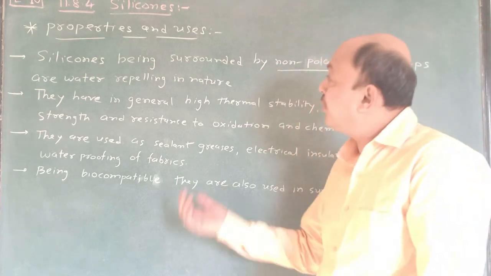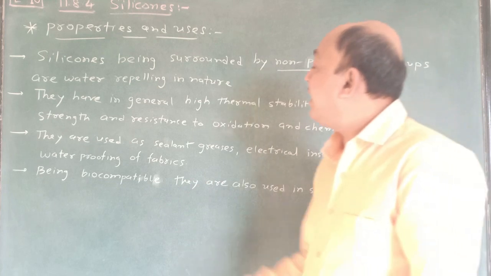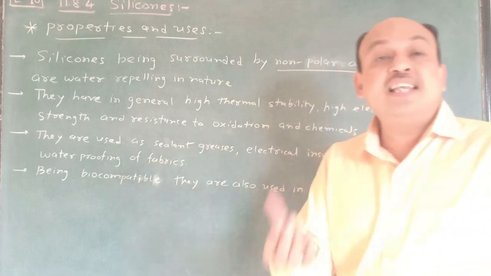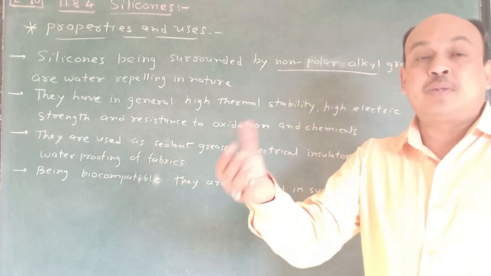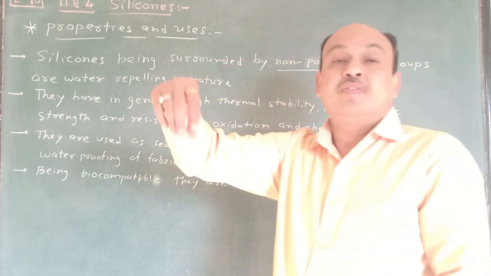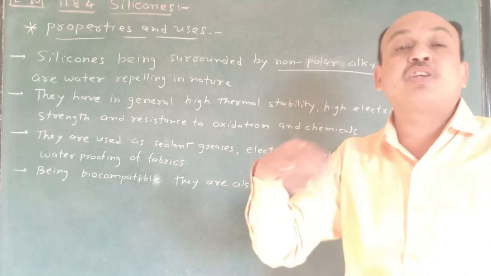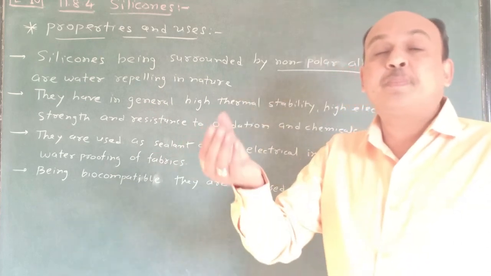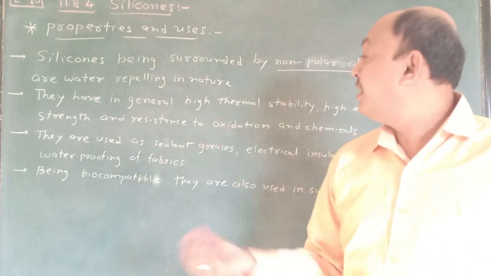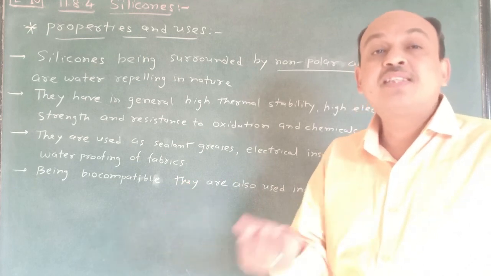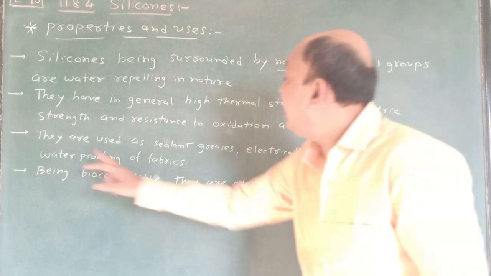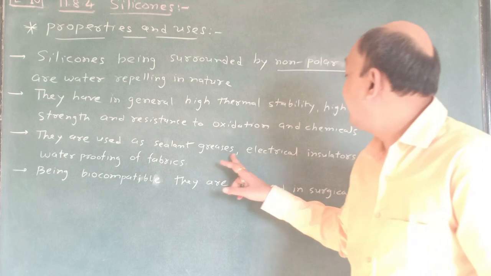There are wide uses of these silicones, but here they are used as a sealant grease, silicone grease. Nowadays, suppose you have to fix a certain apparatus with the help of a cork. At that time it was tied with plaster of Paris. But now plaster of Paris is not used. Silicone grease is used. It is very important. Silicone grease is sticky, so they are used as sealant greases.